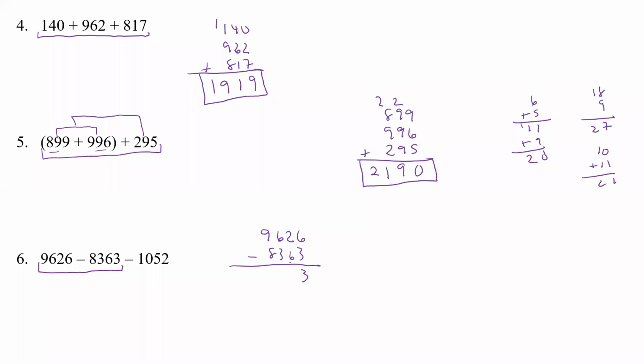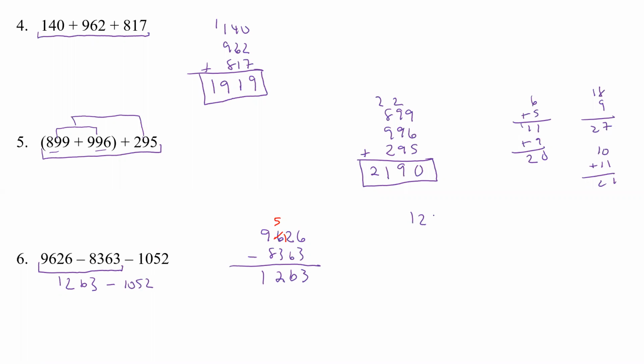2 minus 6. Well, we have to have a bigger number on top. So that means we have to borrow. So let's change colors when we borrow here. Let's borrow 1 from here, and that makes that a 5. And that means that becomes 12. Okay. So 12 minus 6, well, that's 6. Then we have 5 minus 3, well, that's 2. 9 minus 8, well, that's 1. So that first part is 1263, and then we still have minus 1052.